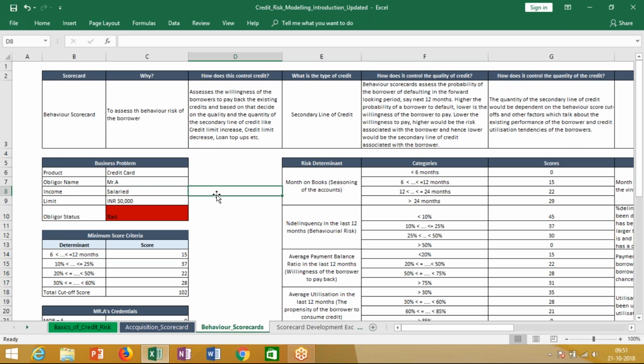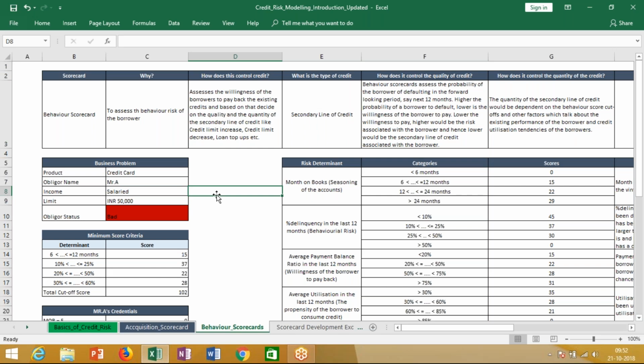Now, this strategy can be used to decide on. So, if I see that there's a very good borrower who is paying back his dues very nicely, then I know that yes, this borrower is a very good borrower. He's consistent in his paybacks and everything, and also let me offer him a secondary line of credit. So, this way, the behavior scorecard helps us efficiently channelize the secondary line of credit, right?